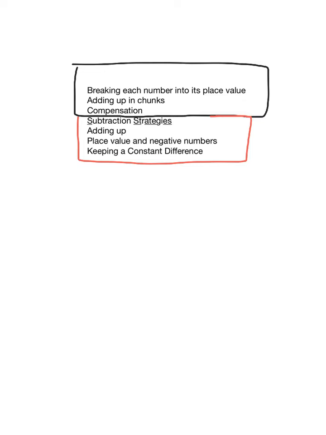The goal is to make sure that, other than the algorithm, you're comfortable with at least one other, if not two others, just to get a sense of how numbers work. So we're going to look at the top one first. We think about breaking each number into its place value, adding up in chunks, or compensation.